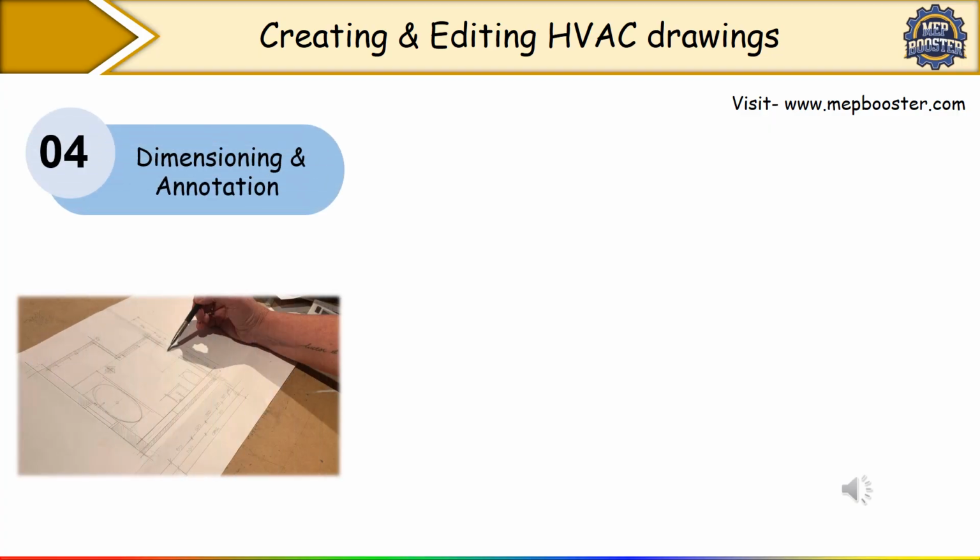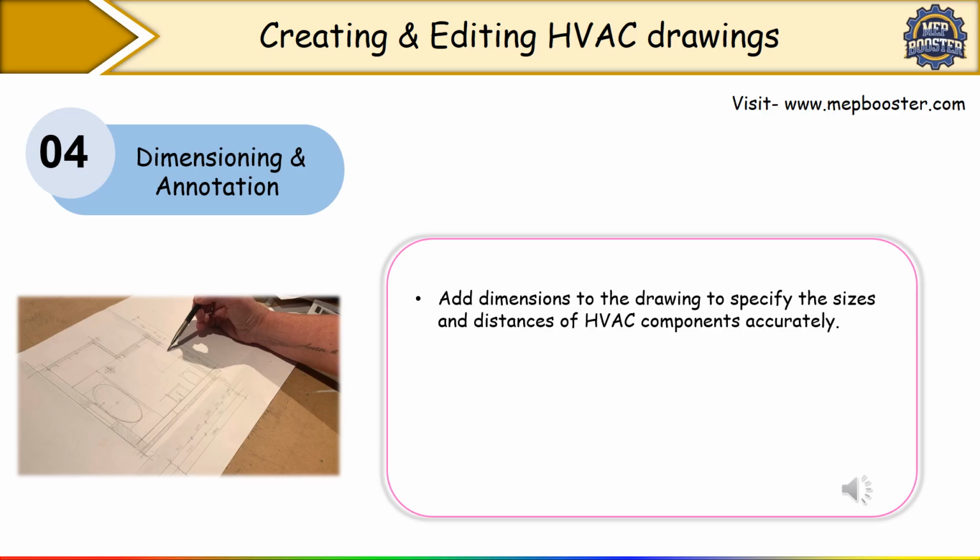Now the fourth one is dimensioning and annotation. Now you have to add dimension to the drawing to specify the size and distances of HVAC component accurately. Okay, so adding dimension to HVAC drawing is crucial, okay, for accurately specifying sizes and distances of component, ensuring clarity and precision in the design.